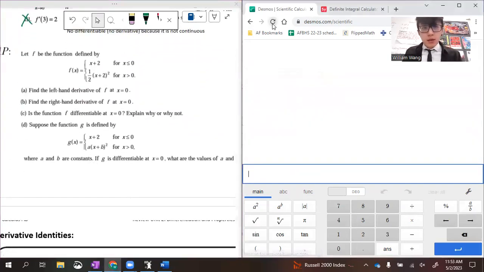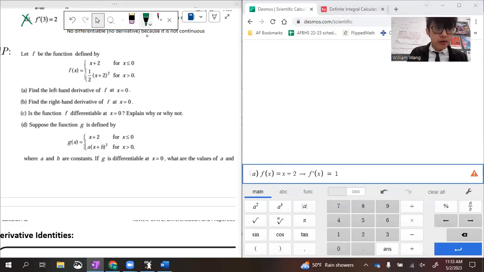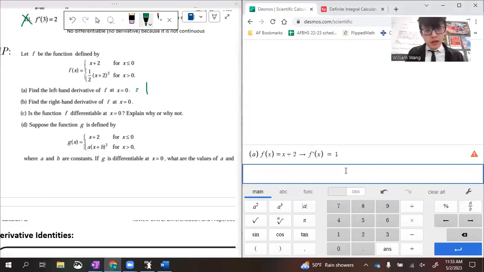Let's take a look at this next problem. I'm going to go through these sort of quickly. The left-hand derivative, well, the left-hand derivative f of x is equal to x plus 2, which means f prime of x is equal to 1. So this is equal to 1. All right, that's A.